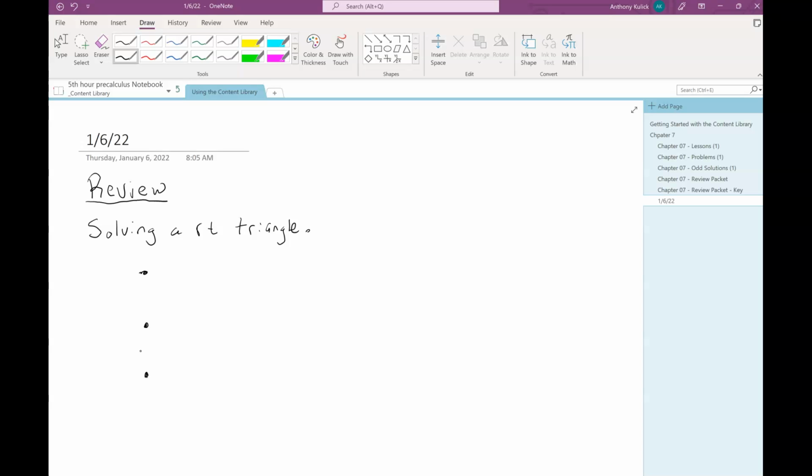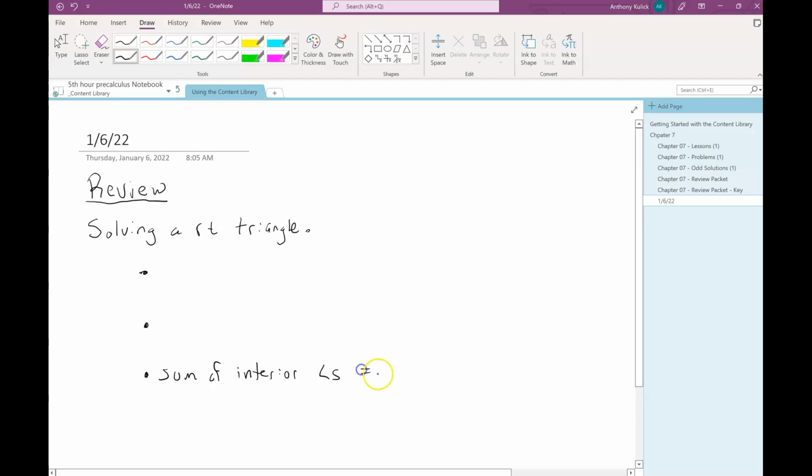Okay, so we know that a right triangle has a 90-degree angle, for sure. That wasn't one of the things that I was looking for, but that's absolutely true, and that's an important fact to remember. What else do you know about the angle measures in a triangle? They add up to 180. Now, that's true for any triangle, not just right triangles, but let's write that down, because when we solve triangles, that was certainly something that was useful to us. So the sum of interior angles is 180 degrees. And that's true for any triangle, not just a right triangle.